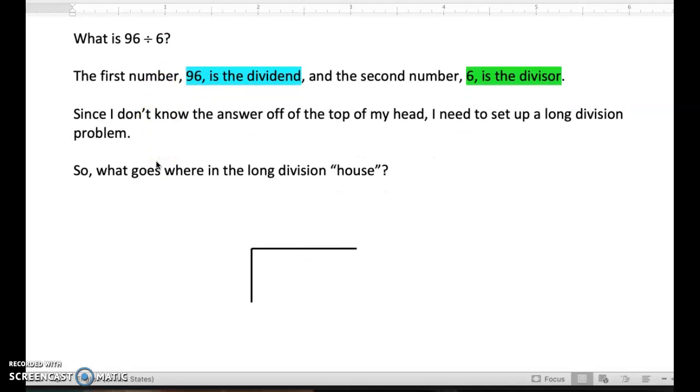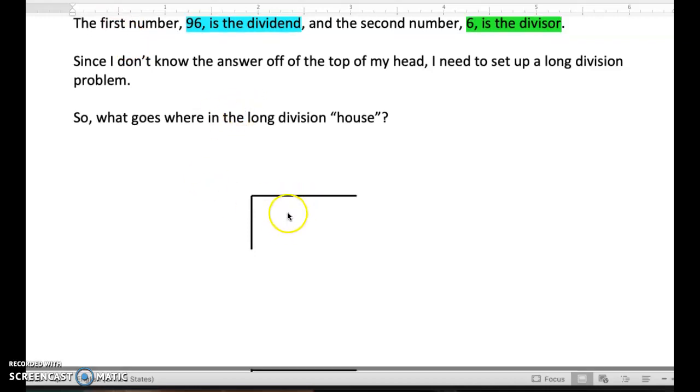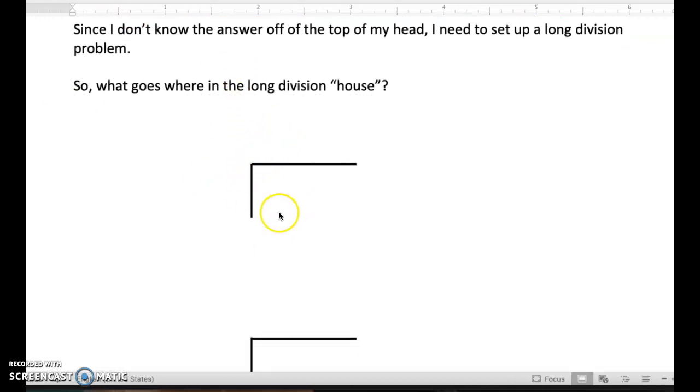So since I don't know the answer off the top of my head, I need to set up a long division problem. So what goes in the long division house? You'll see the long division house here, and I will draw for you a little roof, okay? Maybe a little chimney, so you can see that we've got the little house here. This is the house, as a lot of math teachers will call it. So who goes where? The dividend is the number that's being broken up, so the dividend is going inside the house.